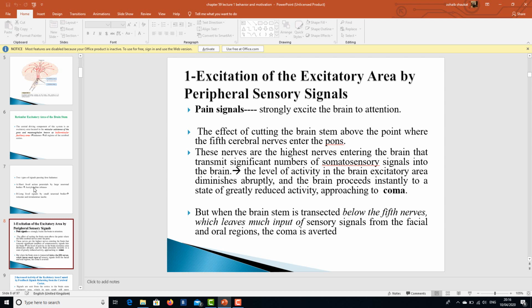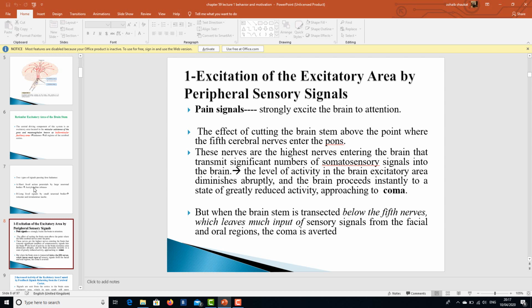Now, first is the excitation of the excitatory area by peripheral sensory signals. Pain signals strongly excite the brain to attention. Consider the effect of cutting the brain stem above the point where the fifth cranial nerve enters the pons. These nerves are the highest nerves entering the brain that transmit significant numbers of somatosensory signals into the brain. The level of activity in the brain excitatory area diminishes abruptly, and the brain proceeds instantly to a state of greatly reduced activity approaching coma.